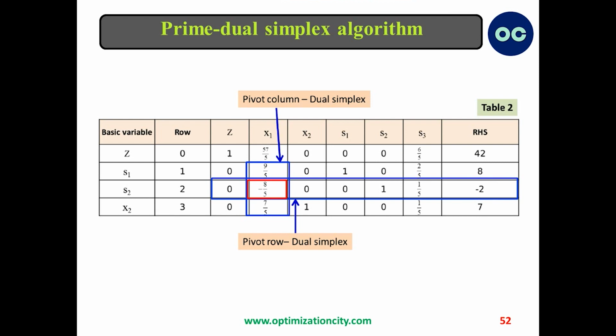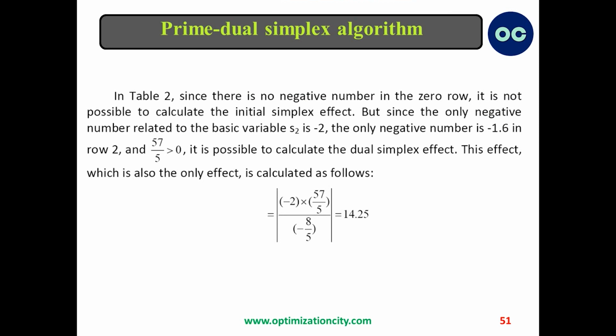Since the only negative value -2 is associated with the basic variable S2, and the only negative number in row 2 is -1.6, and the coefficient of this variable in the objective function is positive, we can calculate the dual simplex effect. So this effect is the only effect in this case. It is calculated as follows. Here, this is the calculation, and the dual simplex effect would be 14.25.